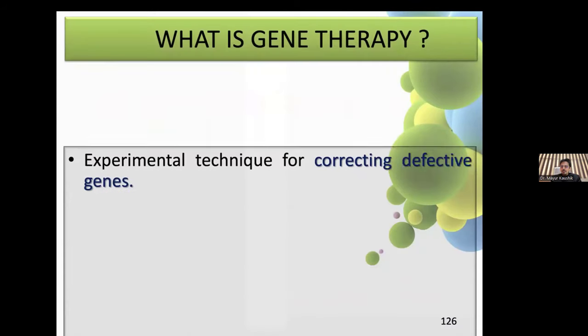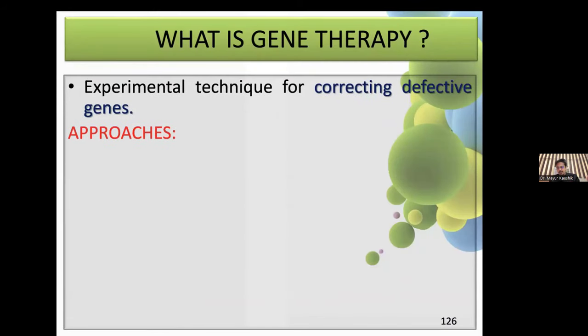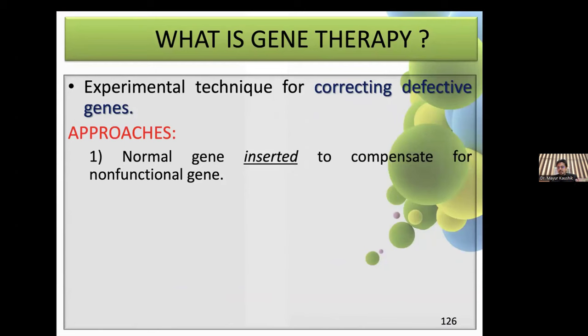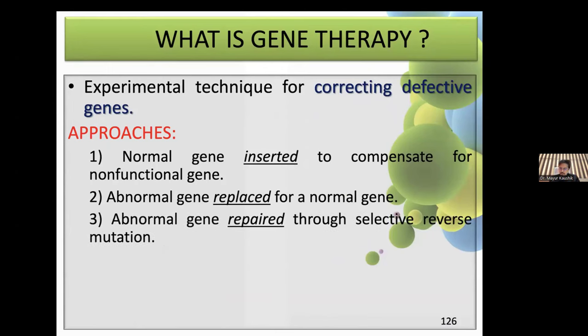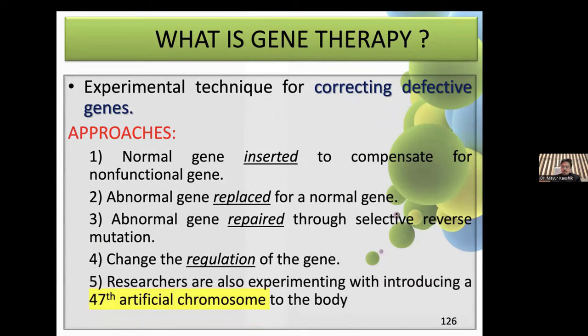Okay. So gene therapy basically means that we are trying to correct the defective gene. This can be either a normal gene inserted, an abnormal gene replaced, or it can be repaired through selective reverse mutation, or regulation of the gene can be there, or the researchers are still thinking that a 47th additional chromosome can be put in the body right at the time of birth, which will compensate for any genetic disease later on. Imagine a cancer-free society, in case genetics progresses to such an extent that ultimately nobody ends up dying of cancer. So that would be a big, big thing.